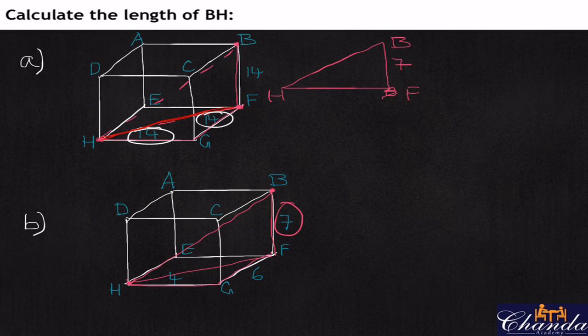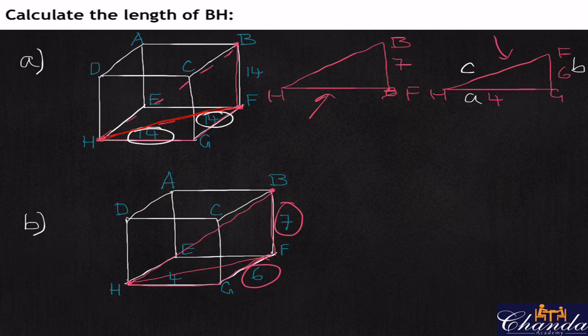So let's draw this one out as well. So we have H in the corner here, we have G right there, and then we have F up here. So the FH here is the same as the FH here. So HG has been given to us as 4, FG has been given to us as 6, as we can see down here. Okay, so now let's designate some values. So that can be A, that can be B, and that can be C. So we have 4 squared plus 6 squared is equal to C squared.